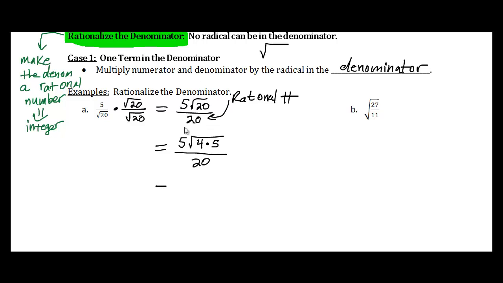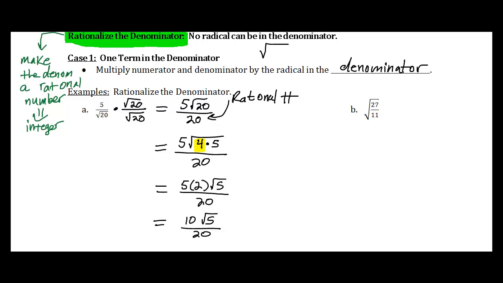And of course, 4 is a perfect square. So if I take the square root of 4, I'm going to get 2. So that's going to be 5 times 2 square roots of 5 over 20. Well, 5 times 2 is 10. So I get 10 square roots of 5 over 20.